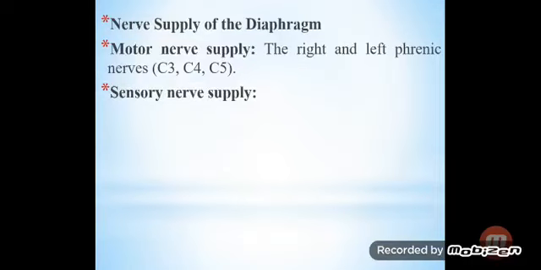The nerve supply, how is the innervation of the diaphragm? It has motor and sensory innervation. The motor of the diaphragm is always from the phrenic nerve. Right phrenic nerve, left phrenic nerve, which originated from C3, C4, C5, they give motor innervation to the diaphragm.